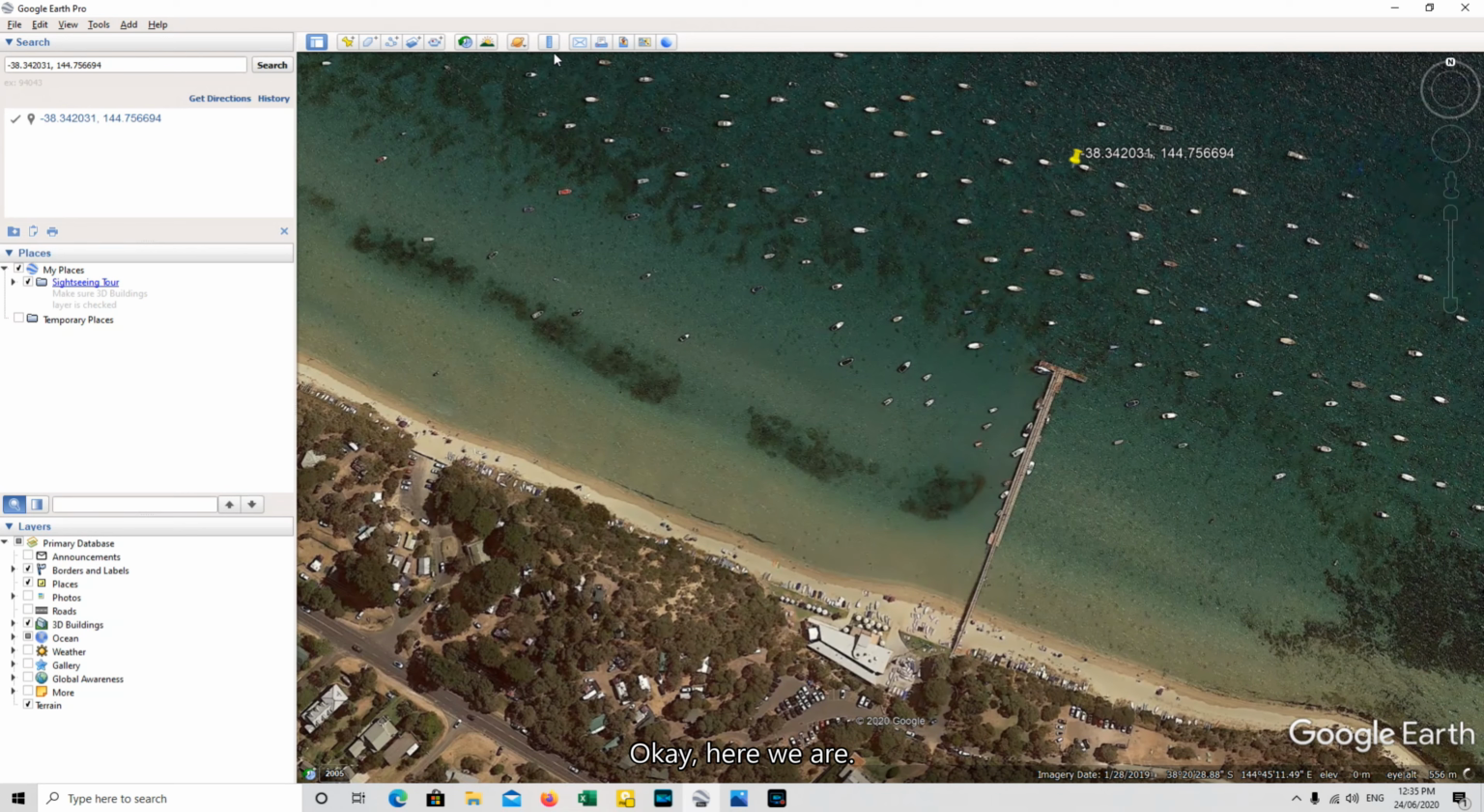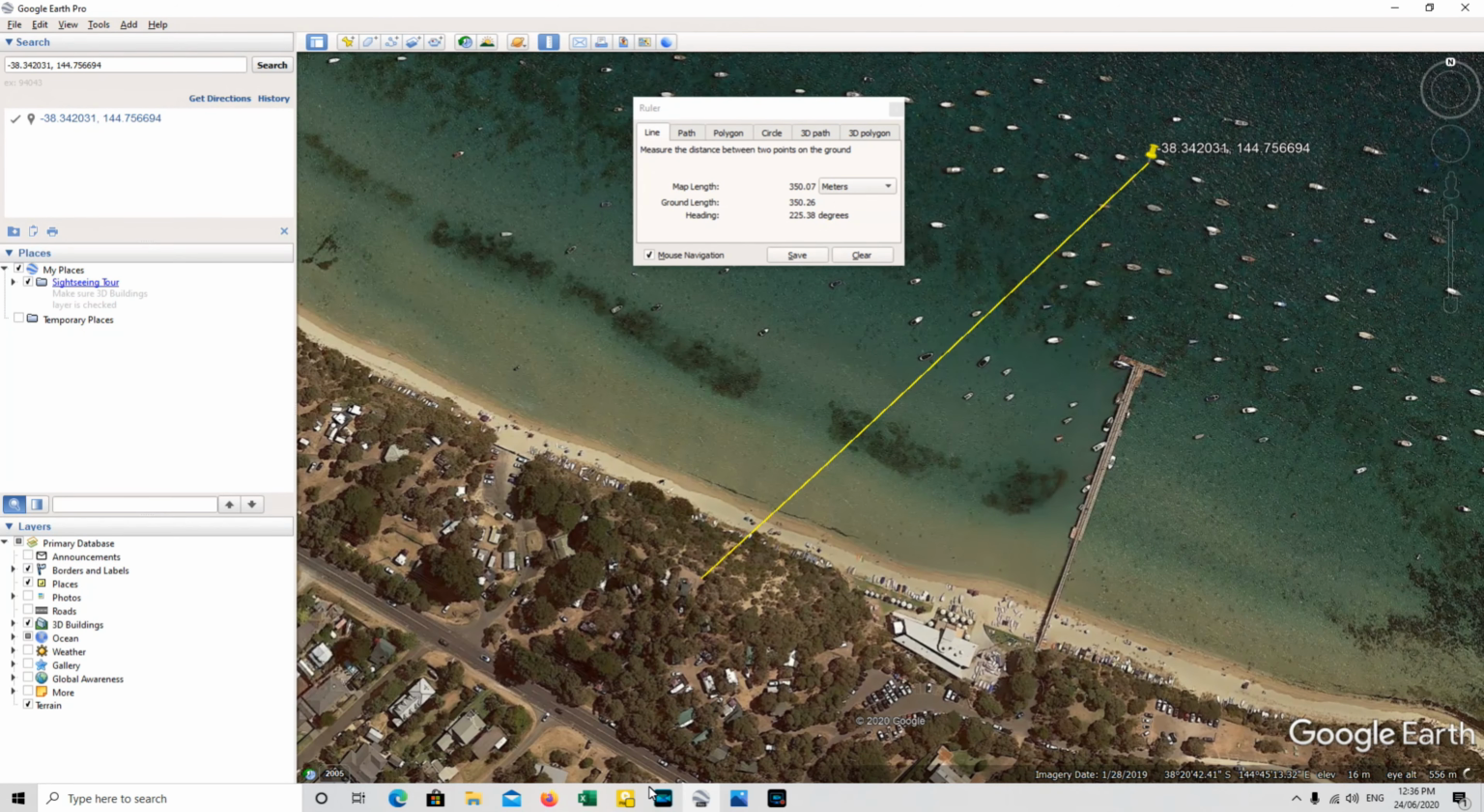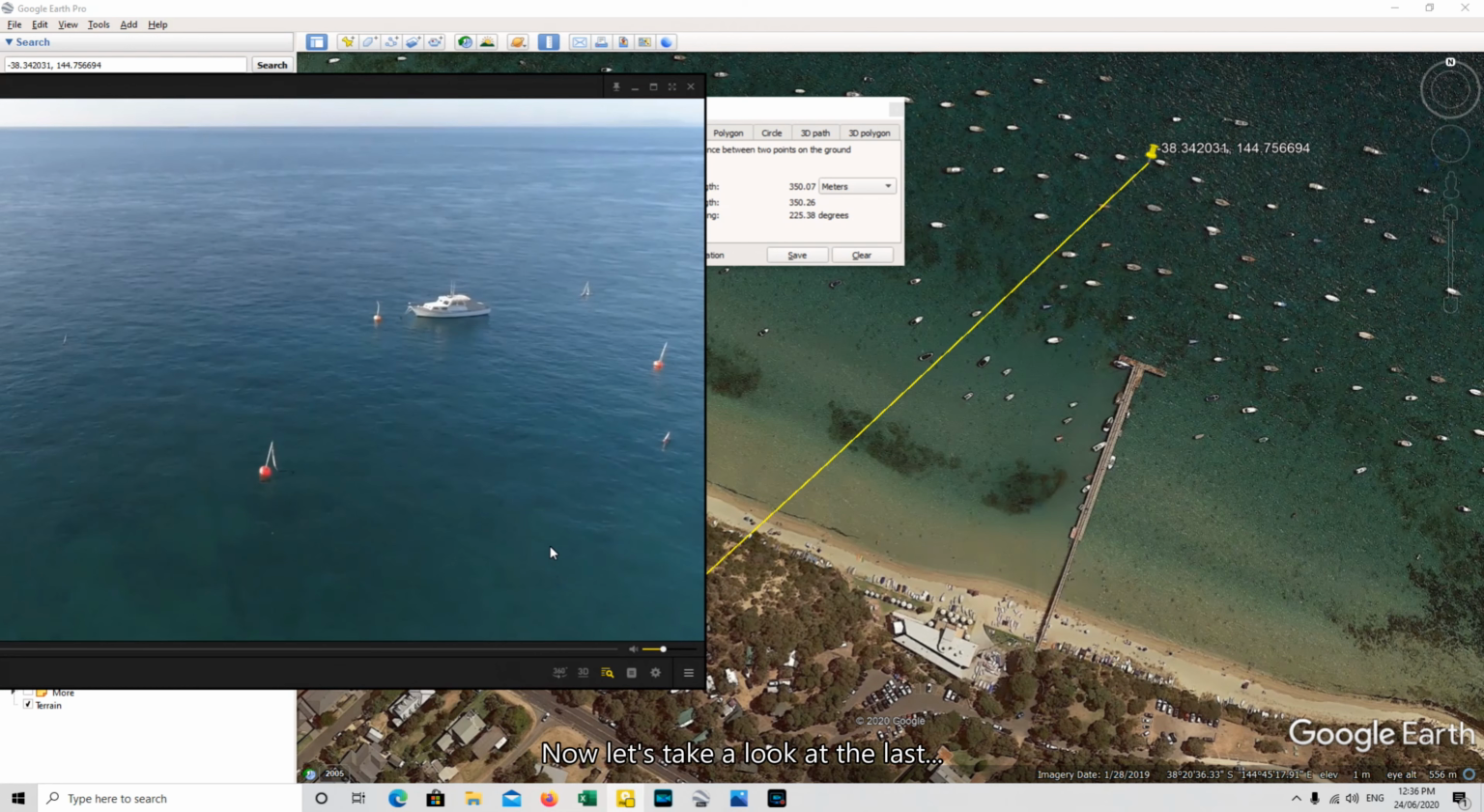Okay, here we are. This is the last known location of the drone. We can see that it's some 270 meters offshore, 125 meters off the end of the pier. And this spot right here is where I took off from, and that was the approximate flight path of the drone. So now let's take a look at the last few seconds of that flight.